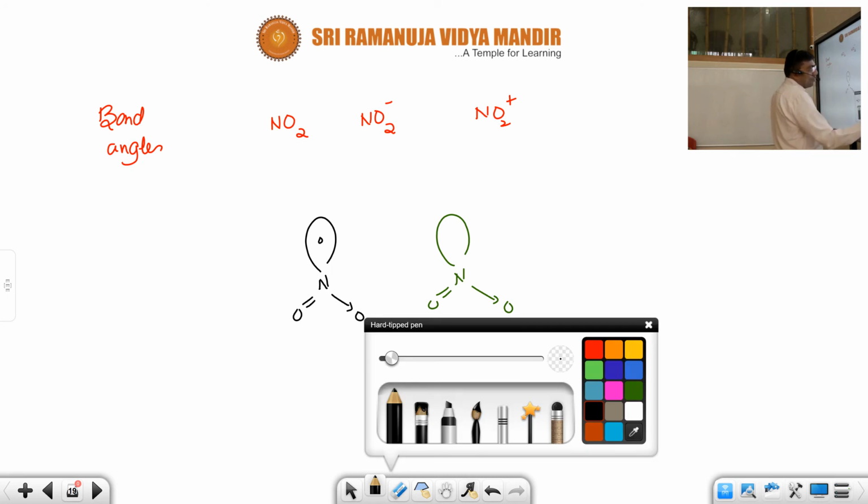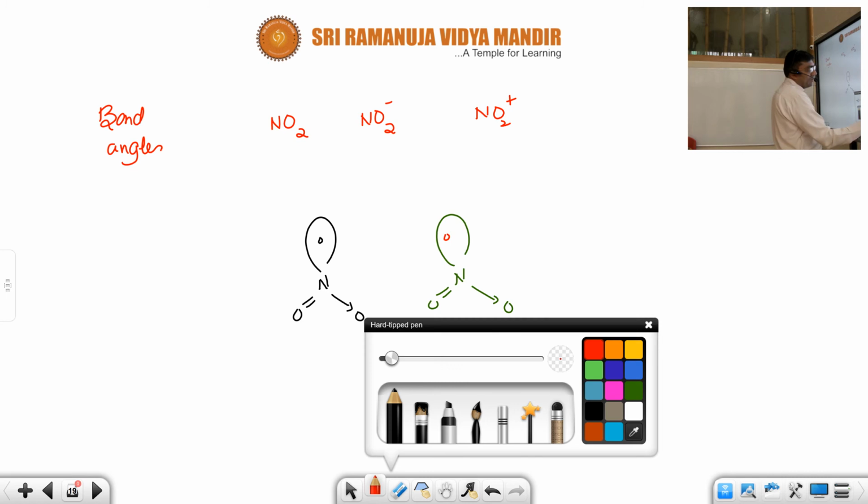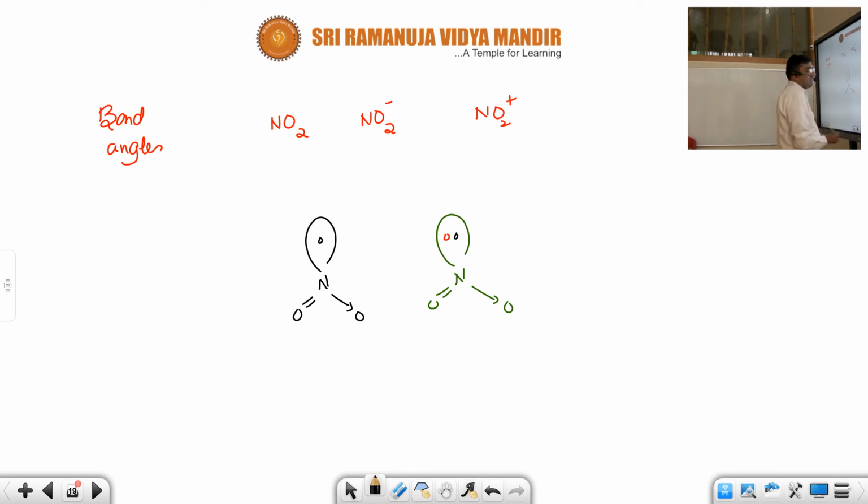Now NO2 minus means what? This is one electron, and one more electron is added. This is minus, NO2 minus. Now NO2 plus, students, have a look here. NO2 plus means a linear structure, because that electron is gone. Agreed or not? No electron is there because this is NO2 plus. I'm sorry, this is NO2 plus, so this electron is gone.